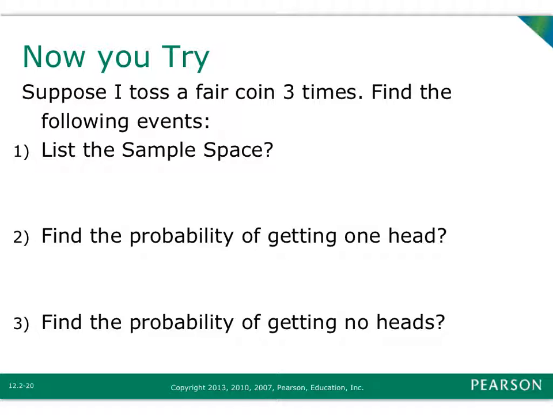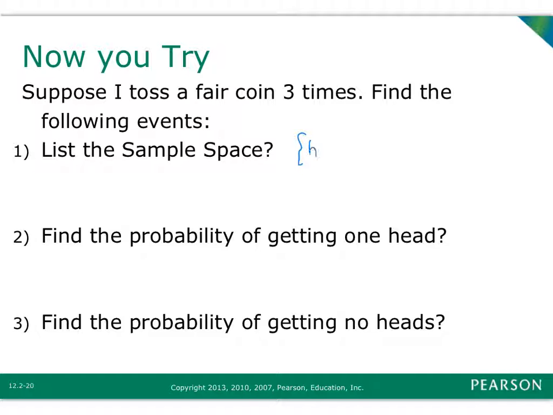Now, suppose we toss a fair coin 3 times. Find the following events. List the sample space. Find the probability of getting 1 head. Find the probability of getting no heads. So in this case, we will find the sample space. Here we are going to list them out.